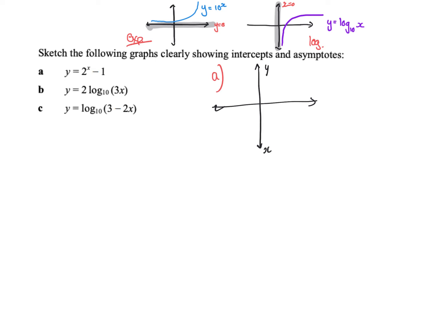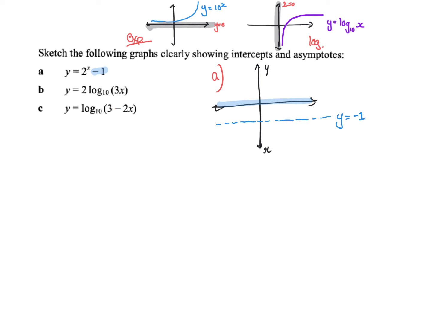Now it's just moving. An exponential graph is asymptoting on the x-axis, so it'll asymptote on here. This guy moves it down 1, so we're going to pop in here that y equals -1. There I've drawn my asymptote.